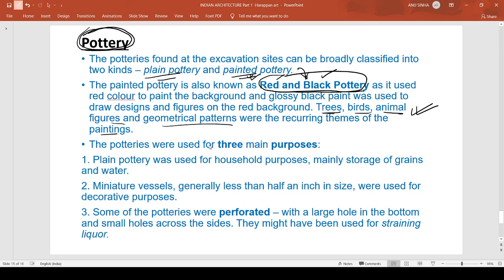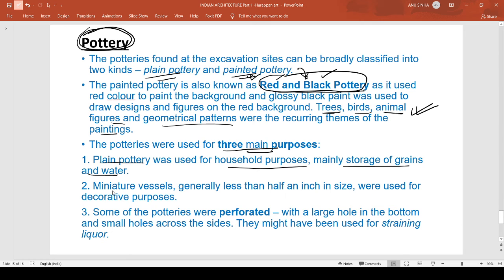So what was the purpose? What were the uses of the potteries? How did these people use potteries? Potteries were used for three main purposes. The plain pottery was used for household purposes, mainly storage of grains and water. So plain pottery was used for the household purpose to store food and water.